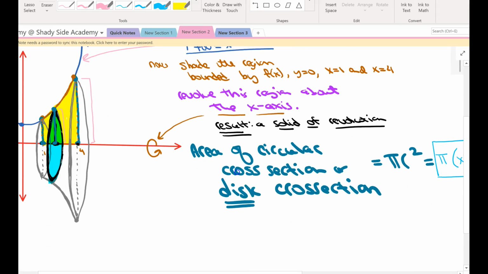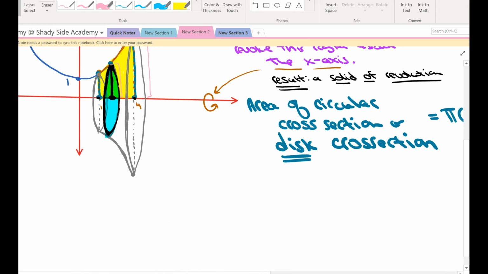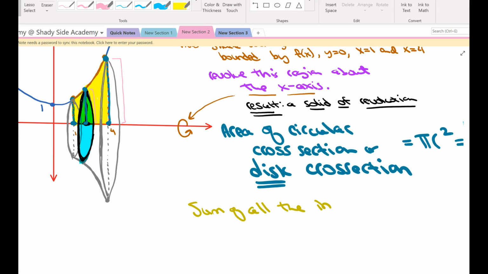Okay, now what I want to do is this very important idea. I want to find the sum of all my, I just made a mistake here. Sum of all the circular cross sections.